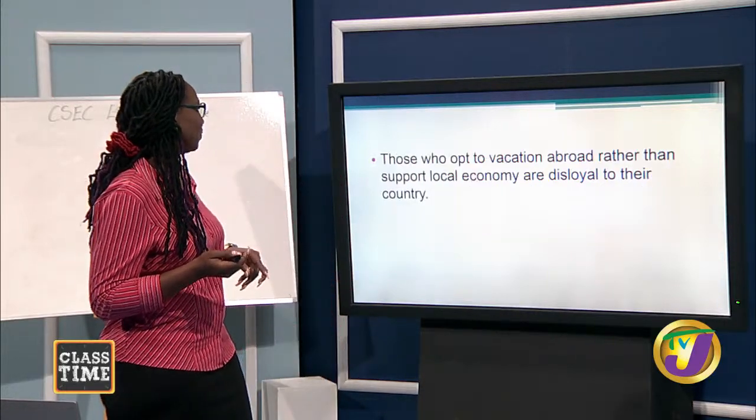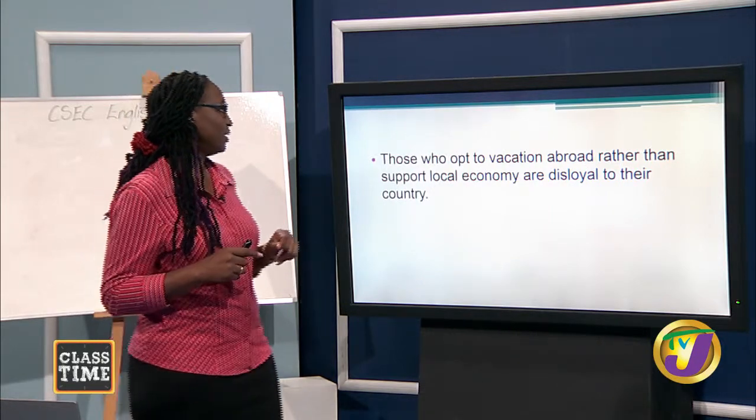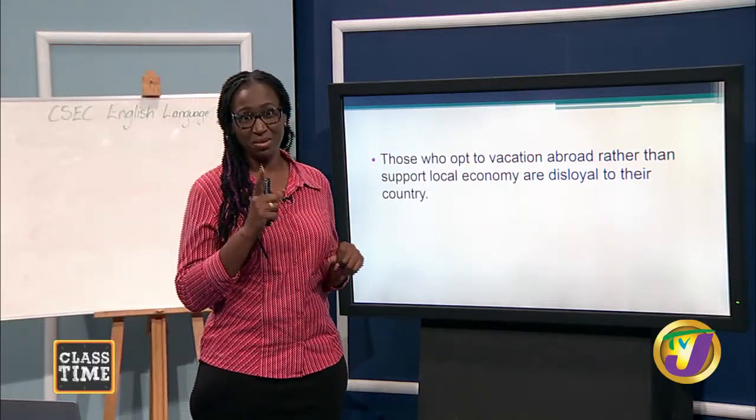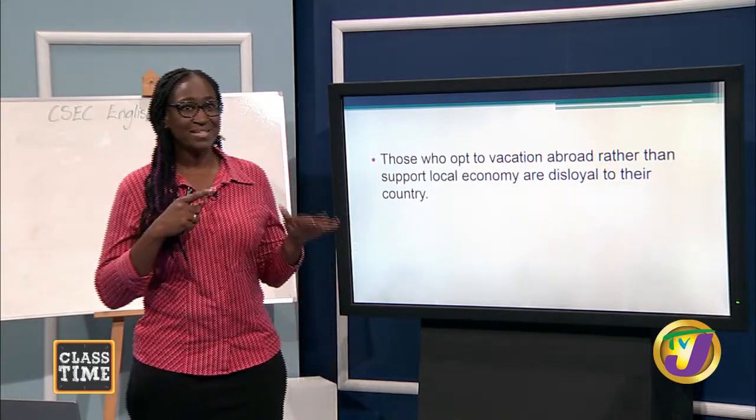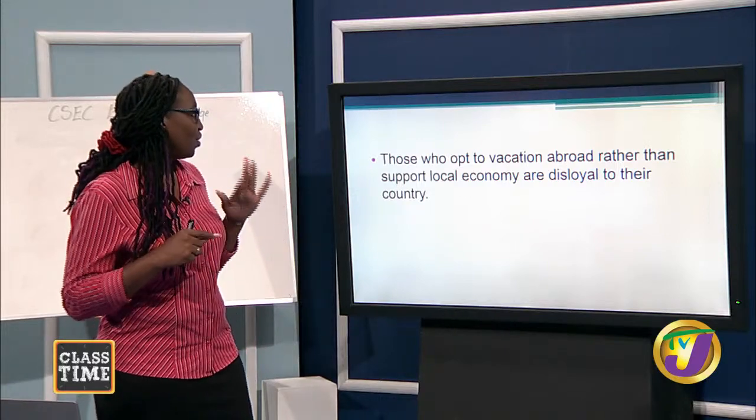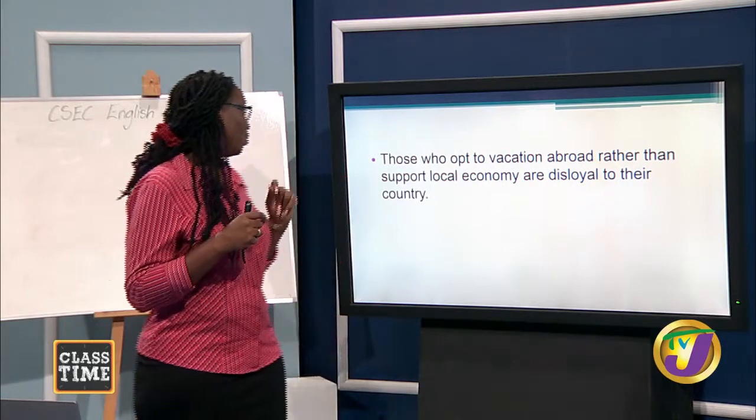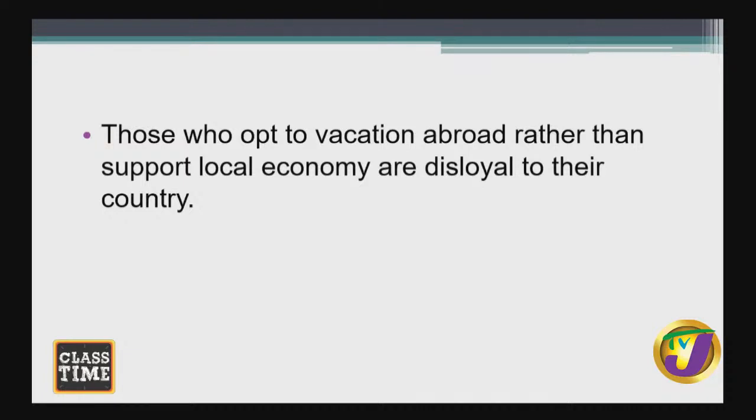Let's look at this one. Those who opt to vacation abroad rather than support local economy are disloyal to their country. You should remember that one. You got that one recently. Now, which technique is being employed here? Those who opt to vacation abroad rather than support local economy are disloyal to their country. What situation have you set up right here? Do you remember? Did you remember this?